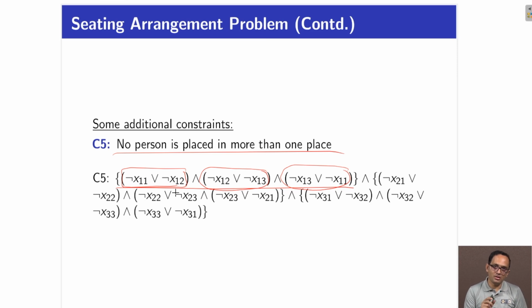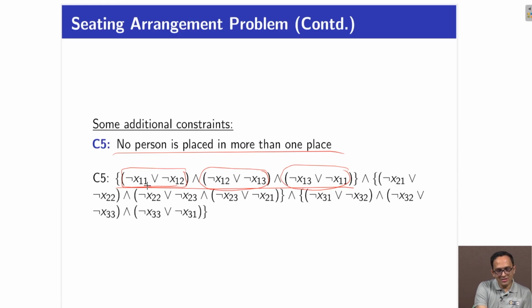Now I am saying that in one of the two places he is not sitting: 1 2, then 2 3 and 3 1. To satisfy all of them, at least two of them should be false, right? That means he is not occupying more than one seat. Did you get the point? So I am repeating again.